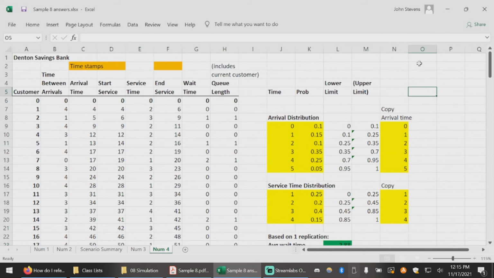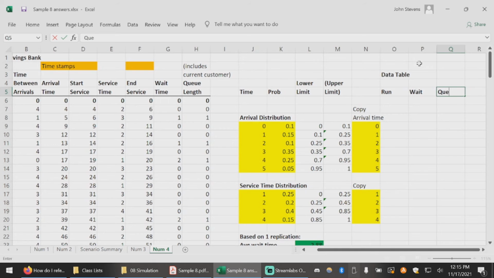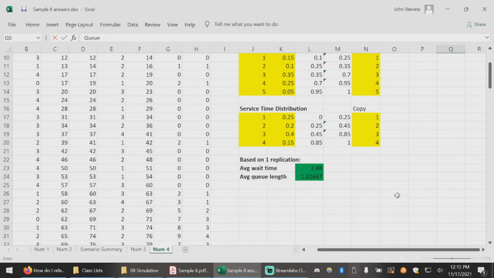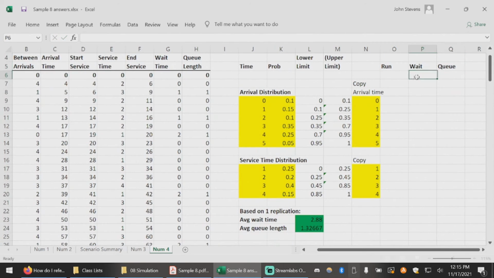We do a data table to run the simulation many times. Let's say that's our simulation run. And in this case, we have our wait time as well as our queue length. We have multiple things that we want to measure. Let's maybe shift it over by 1. There we go.